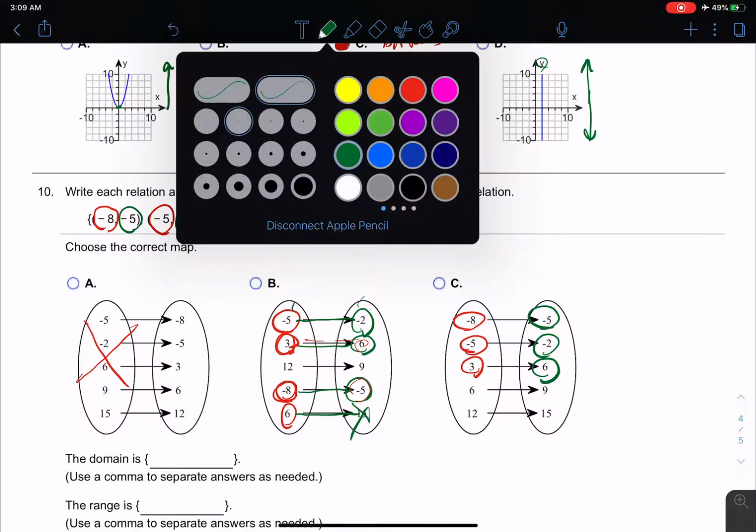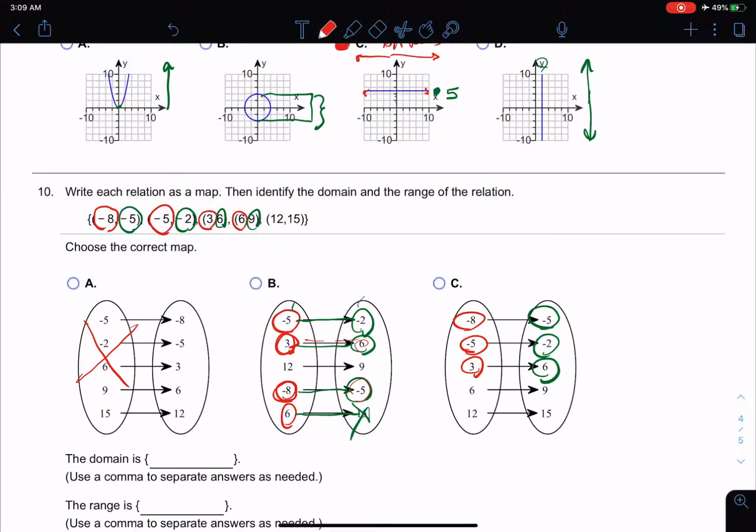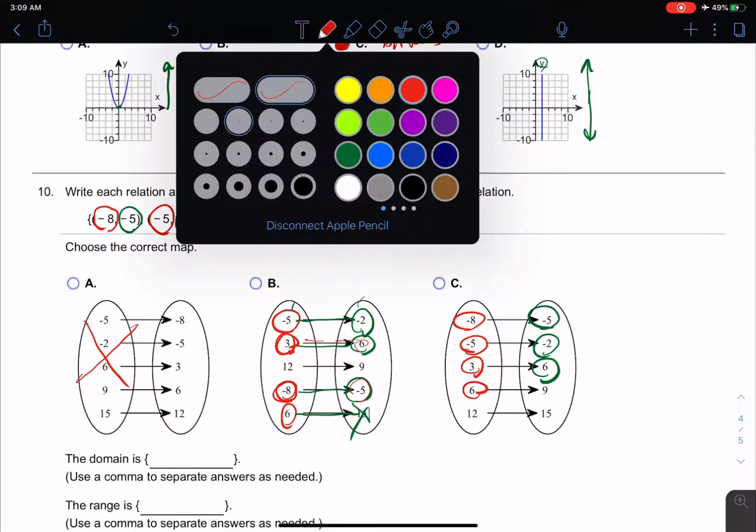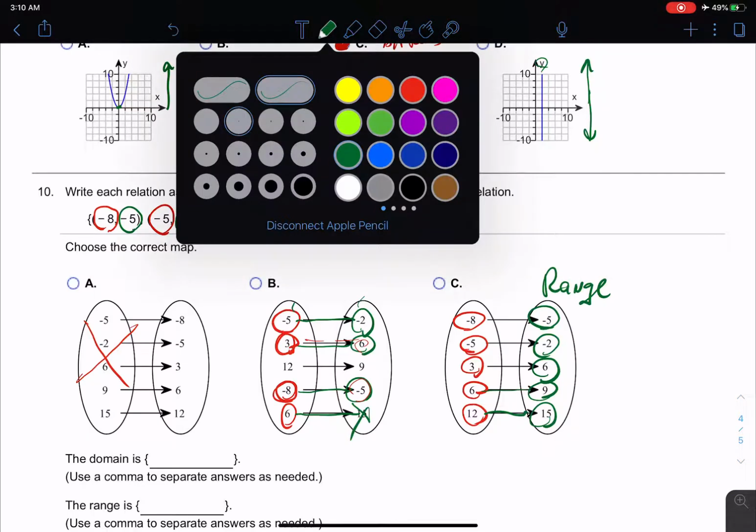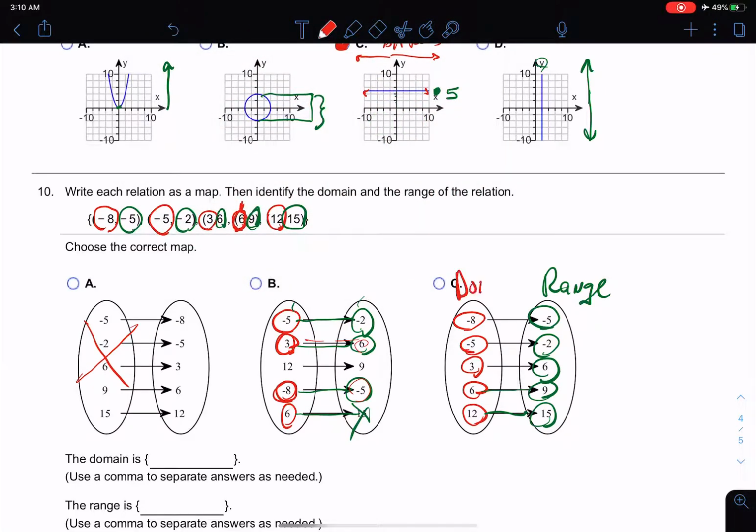I better go back to the ordered pairs because this is where the other one started messing up. 6. And 6 goes to 9, and 6 goes to 9. So far, so good. This has got to be the right answer because there's only one left. 12 goes to 15. Once again, this is the range. And the range is the set of all y values. And the domain is the set of all x values. And it looks like part C is the answer.